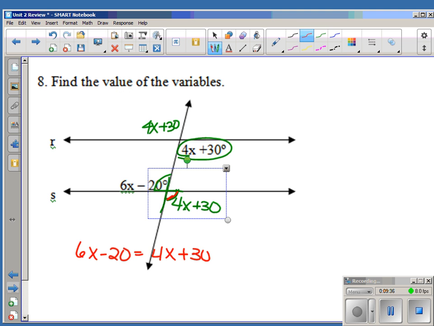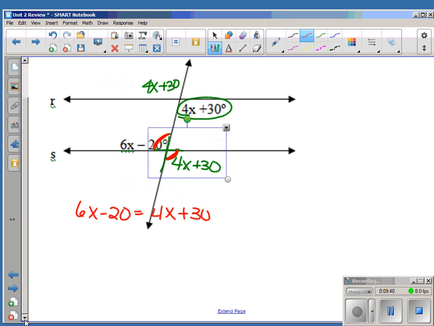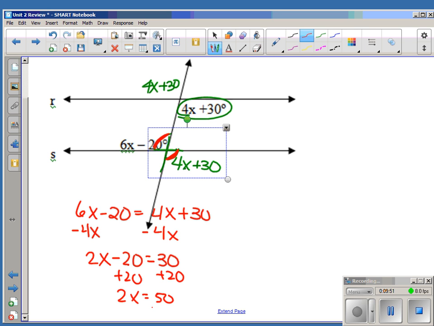Since they're vertical here, I know that they're equal. Vertical angles are equal, so now I just need to solve this. I'm going to subtract 4x. 2x minus 20 equals 30. Add 20. So I get 2x equals 50.